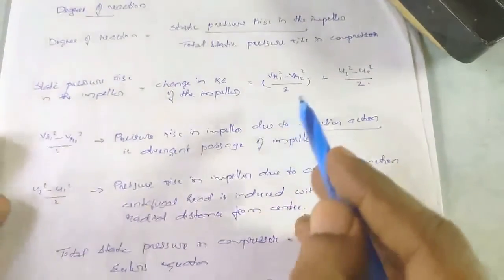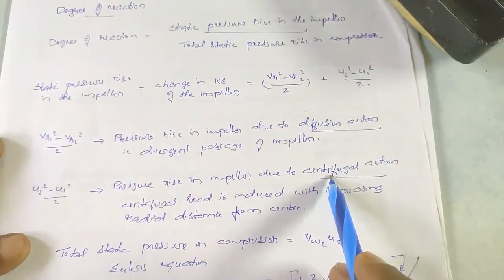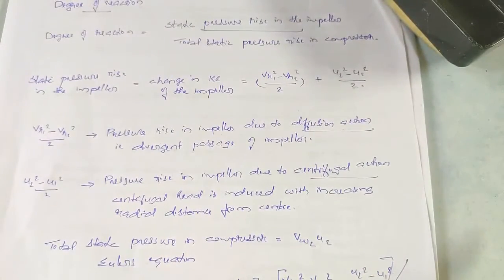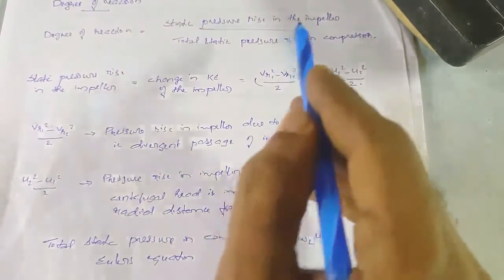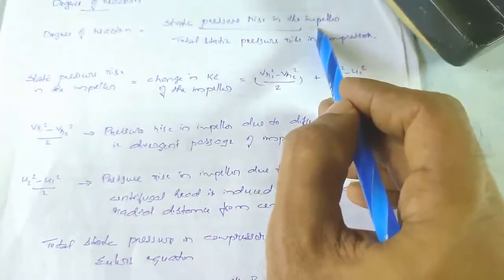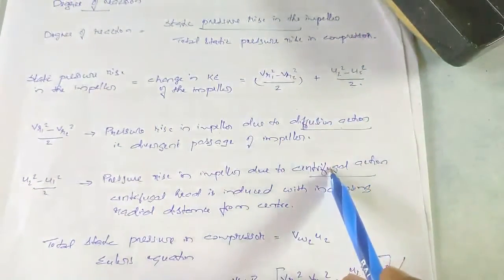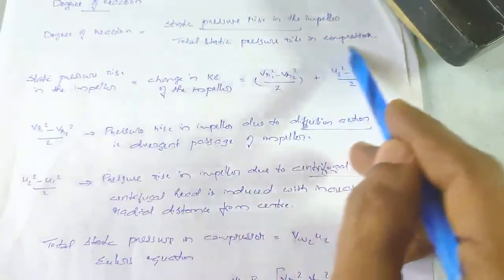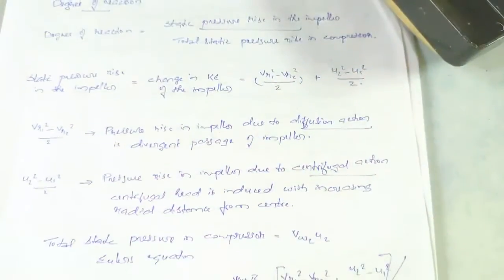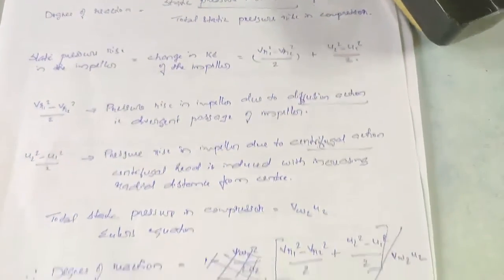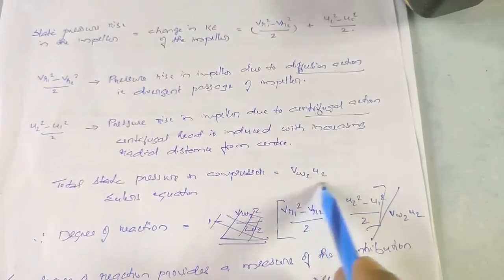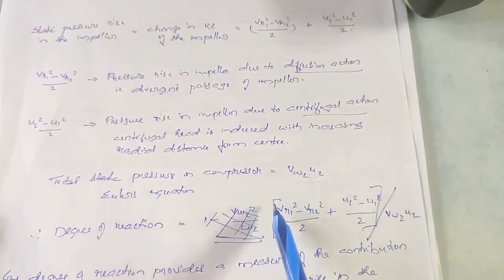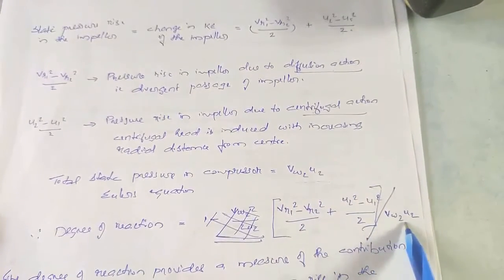So together, the diffuser action and the centrifugal action, both done by the impeller, will cause the static pressure rise in the impeller. That will be the numerator part. The static pressure rise in the impeller is because of the diffuser action and the centrifugal action. These are the two terms. And what will be the total pressure rise in the compressor? It is the actual work done by the compressor. Work done by the compressor, we have found from Euler's equation, is VW2U2, the simple equation. So degree of reaction will be this component in the numerator divided by VW2U2.